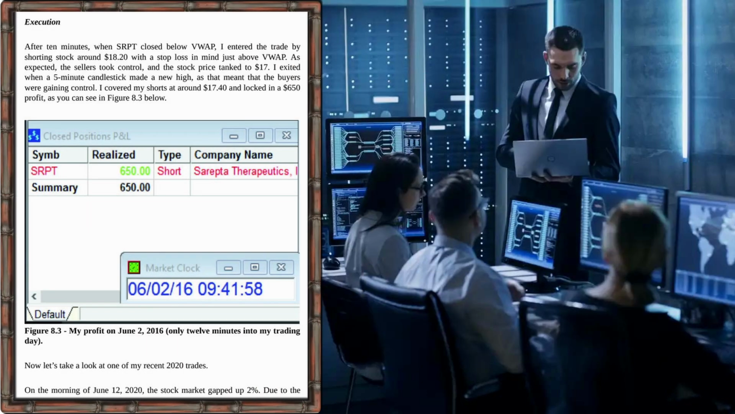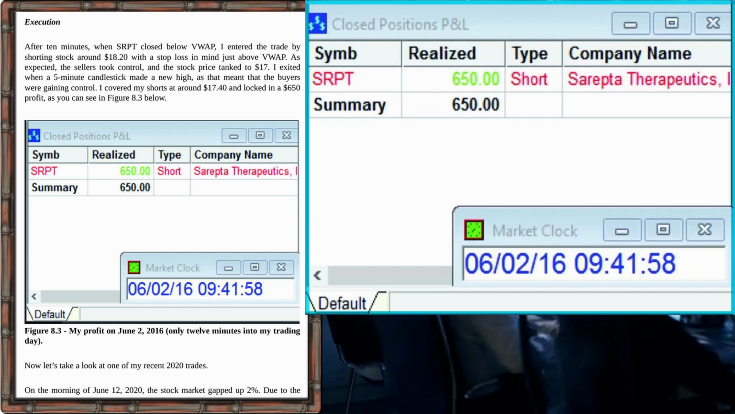Execution: after 10 minutes, when SRPT closed below VWAP, I entered the trade by shorting stock around $18.20 with a stop loss in mind just above VWAP. As expected, the sellers took control, and the stock price tanked to $17. I exited when a 5-minute candlestick made a new high, as that meant that the buyers were gaining control. I covered my shorts at around $17.40 and locked in a $650 profit, as you can see in figure 8.3 below. Now let's take a look at one of my recent 2020 trades.